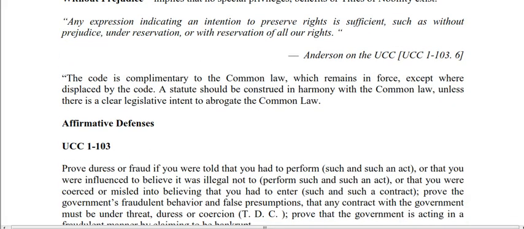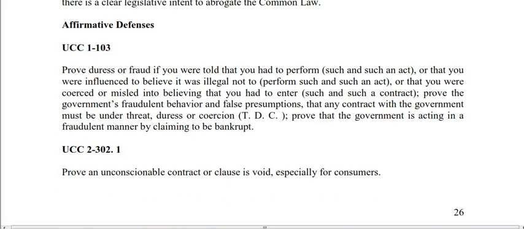Any expression indicating an intention to preserve rights is sufficient, such as "without prejudice," "under reservation," or "with reservation of all our rights." Anderson on the UCC: The Code is complementary to the common law, which remains in force, except where displaced by the Code. A statute should be construed in harmony with the common law, unless there is a clear legislative intent to abrogate the common law. Some affirmative defenses.